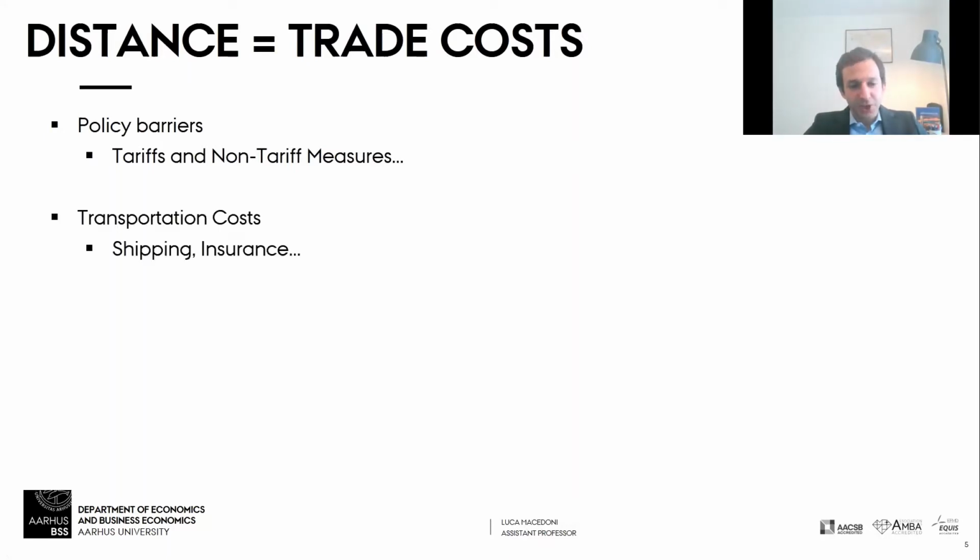Then there are transportation costs. These are perhaps largely captured by the distance variable. Those are the shipping costs, the costs associated with insurance. And I talked about the importance of containerization in the last few weeks. The importance of that has become quite relevant for the general public, with what happened in the Suez Canal.